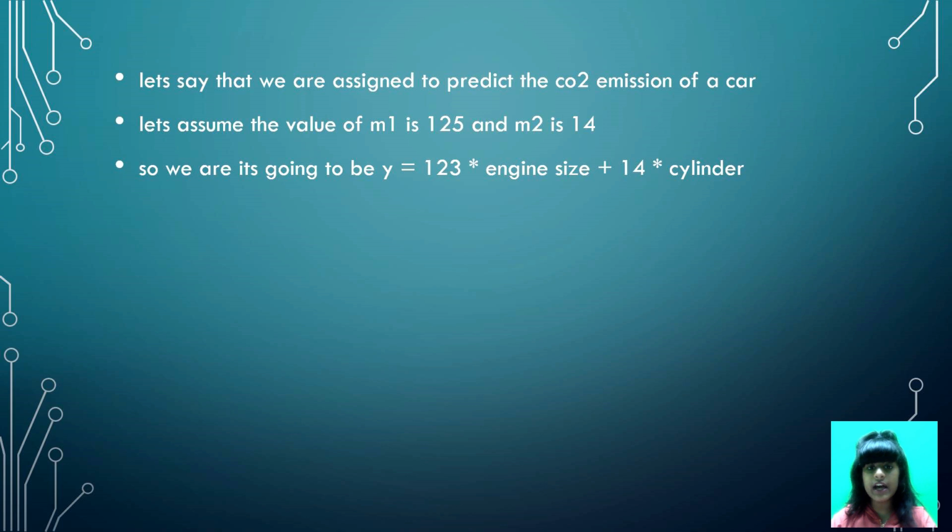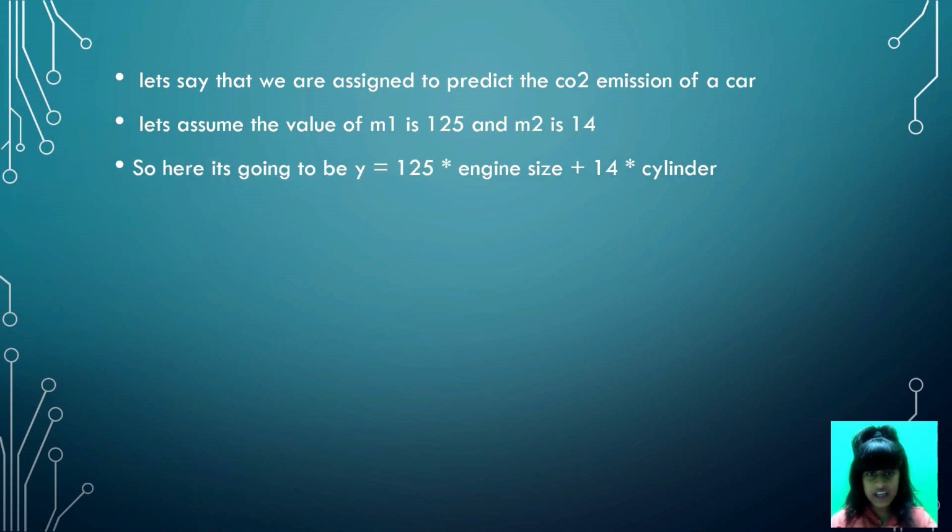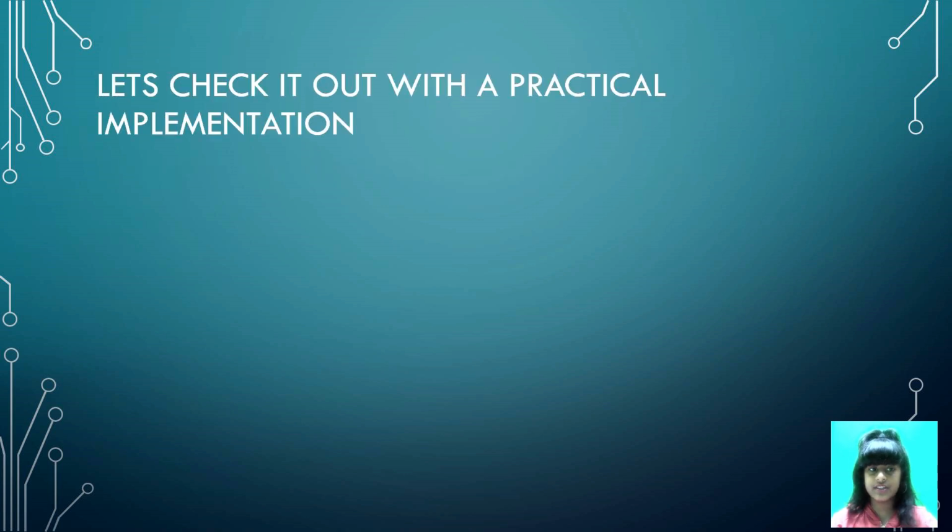And let's say that we are assigned to predict the CO2 emission of a car. Let's assume the value of m1 to be 125 and m2 to be 14. It's going to be y = 125 multiplied by the engine size plus 14 multiplied by the cylinder. Here the engine size is going to be the x1 and cylinder is going to be the x2. Yeah guys, now we know how does multiple linear regression work. Let's take it out with a practical implementation.